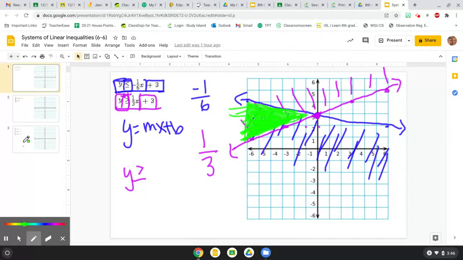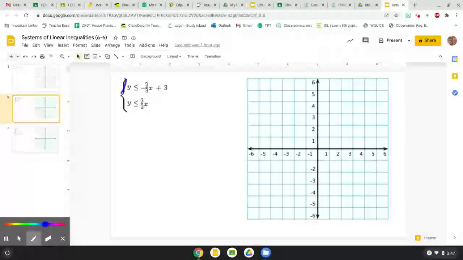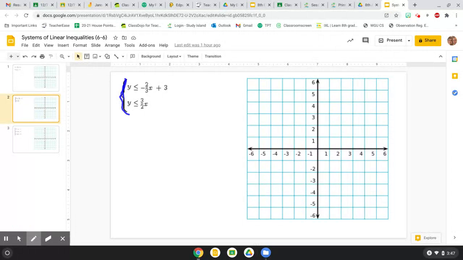All right, next one. Very similar to the last one. I'm going to graph the first equation. If you see these little brackets, all that's saying is these two inequalities are a system of equations or inequalities. Oh my goodness, I can't talk.